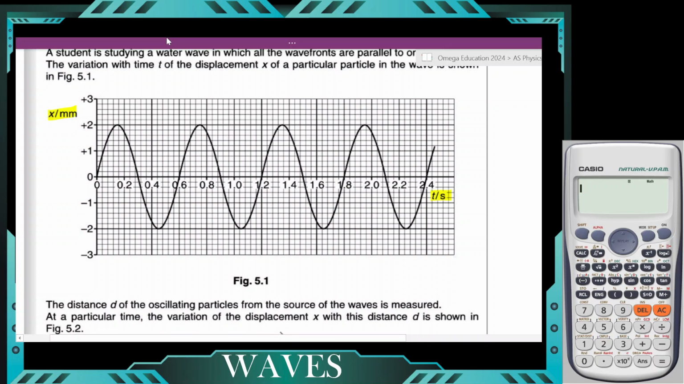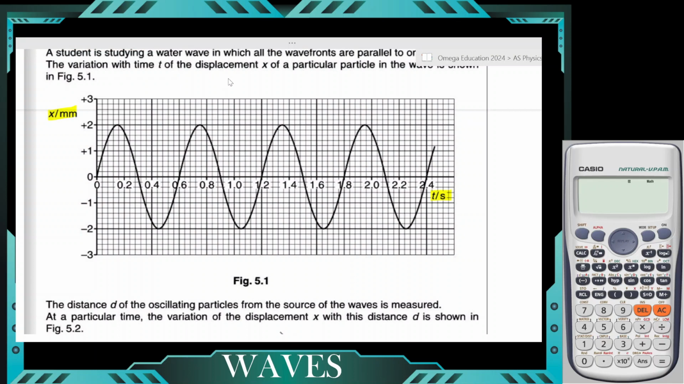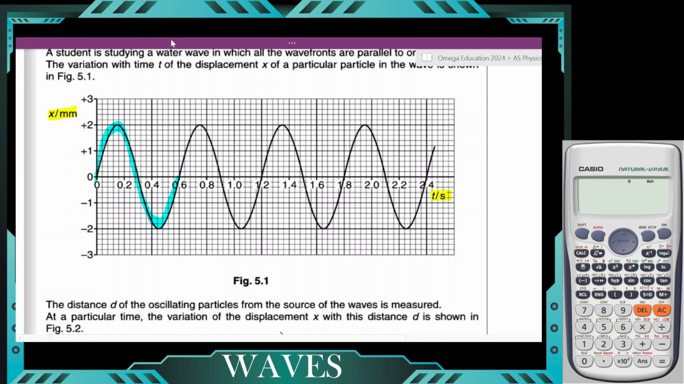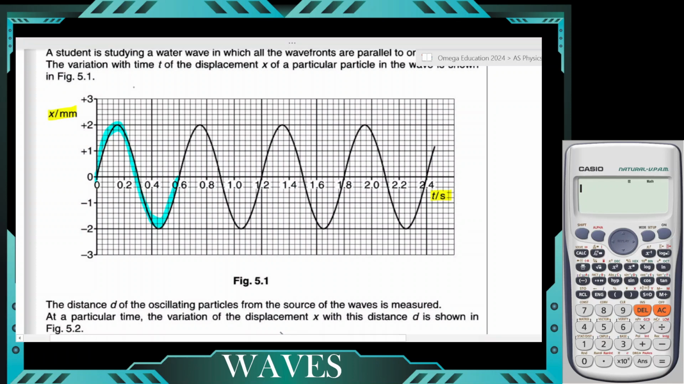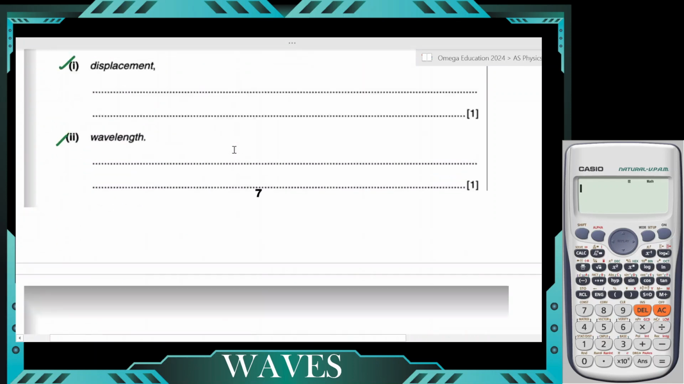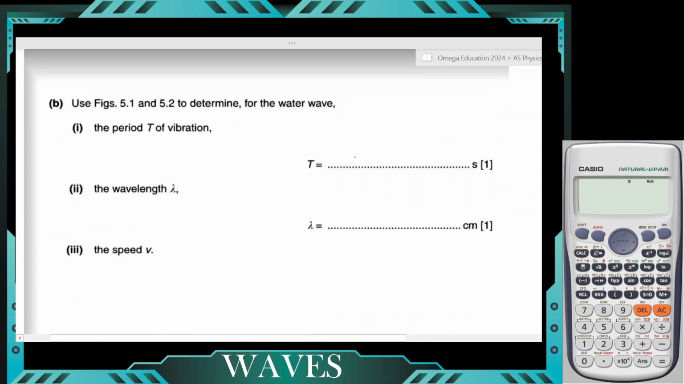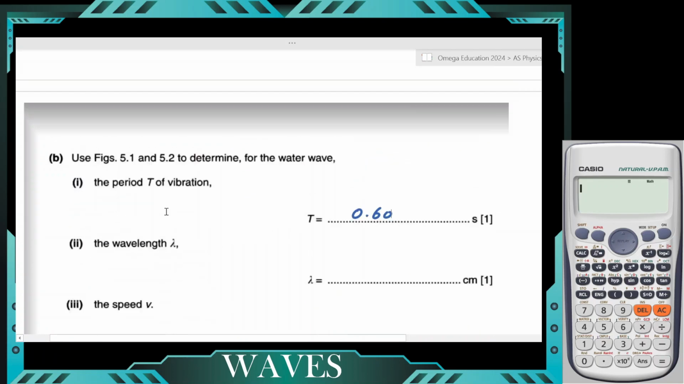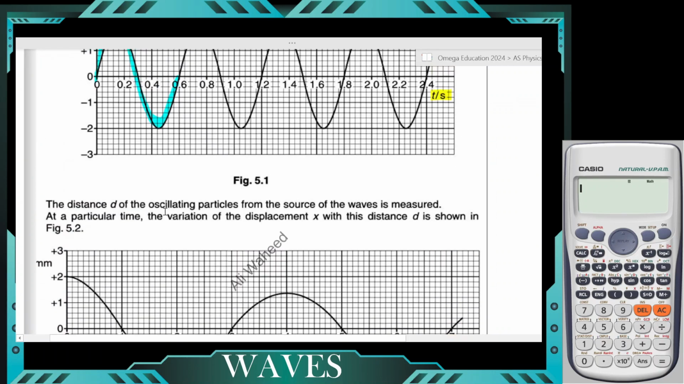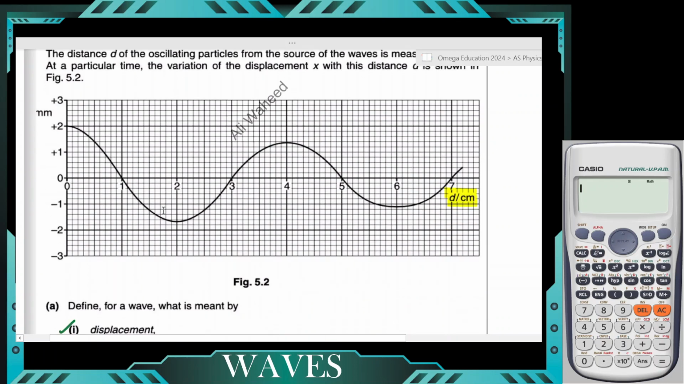So period is the time of one wave. I'm going to highlight one wave, and we can just quickly see how much time it takes for one wave cycle to complete itself. And bingo, we can see it straightforward. It is 0.60. In 2 SF, we can write it as 0.60 seconds. Up next, we have the wavelength. For the wavelength, the first graph is not useful. Rather, I'll go with the second one.